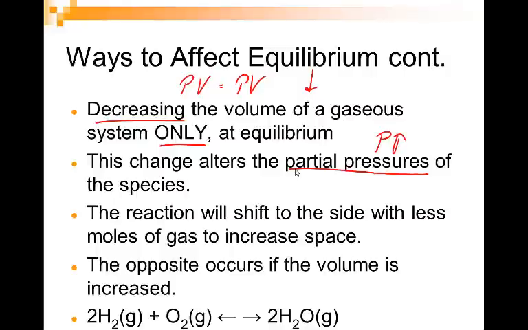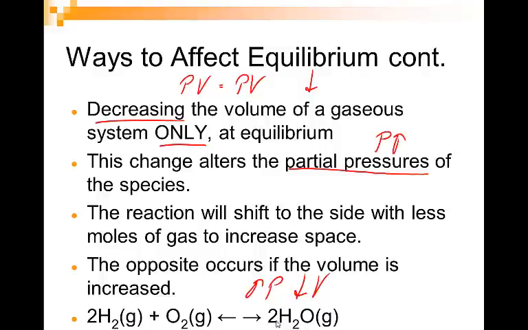You're giving the system less space to occupy. So the system is going to shift to the side of the reaction that has fewer molecules. When we increase the pressure by decreasing volume, you're crowding the system. Therefore, it's going to shift to the side that occupies less space.